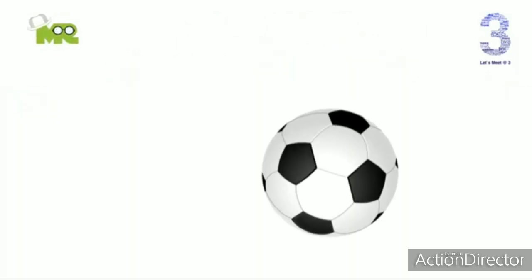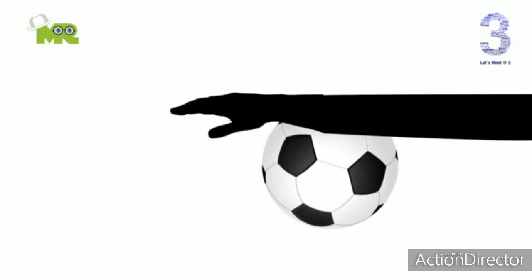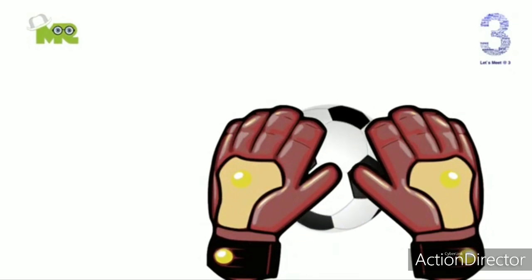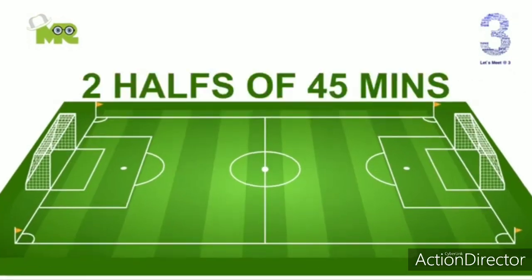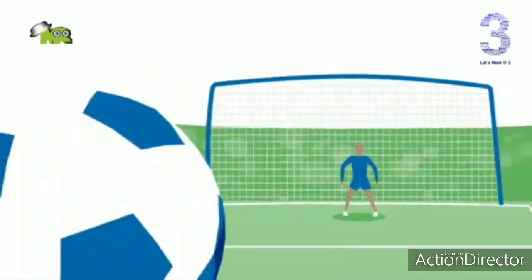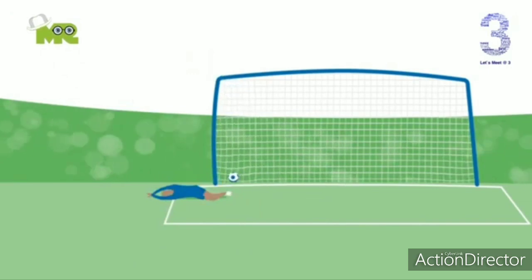The primary rule of soccer is that players cannot touch the ball with their hands or arms while the ball is in play. But goalkeepers can touch the ball if they're in their goal box. The game time is split up into 2 halves of 45 minutes. The object of the game is to score more goals than your opponent in 90 minutes.